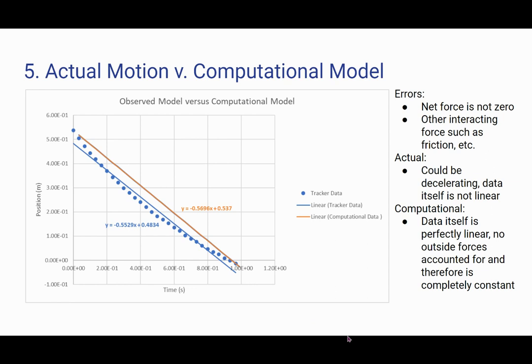If it was true that there were no outside forces interacting with the tape, the velocity would be the same for both. Thus, there are possible errors in this experiment that make the velocity not actually constant. These include other outside forces such as friction causing the tape to decelerate and causing the net force to not actually be 0. Thus, we can conclude that the actual data could be decelerating as other forces are involved, which explains why the data itself is not linear. We can also conclude that the computational model is perfectly linear as it doesn't account for these errors, making the data perfectly linear, which shows constant velocity.